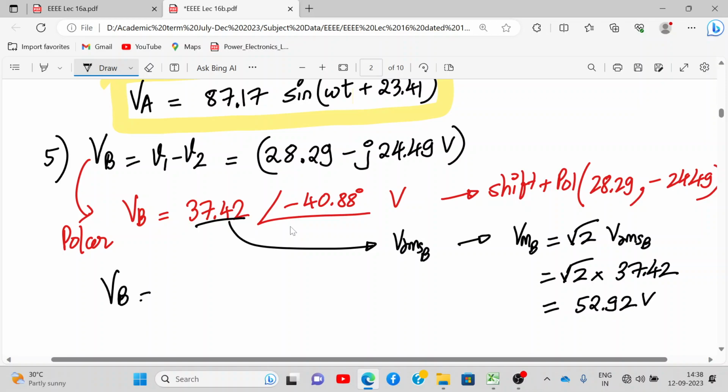So now write it in standard form: 52.92 sine of omega t minus 40.88 degrees. So this is the standard form of V.